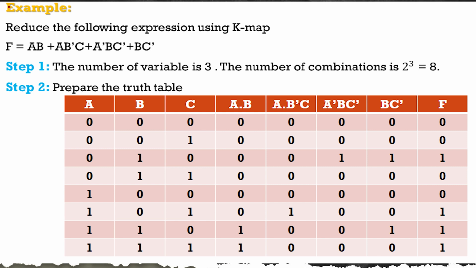You can see that the 4th row, that means when a is equal to 0, b is equal to 1 and c is equal to 0, has its output value equal to 1. Similarly, when a is equal to 1, b is equal to 0, c is equal to 1, it has an output value equal to 1. Similarly, when a is equal to 1, b is equal to 1, c is equal to 0, it has an output value equal to 1. And when all the variables, that is a equal to 1, b equal to 1, c equal to 1, it has the value equal to 1.